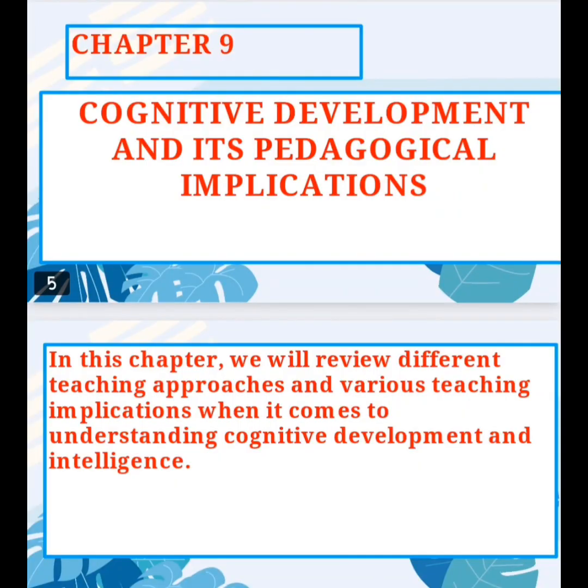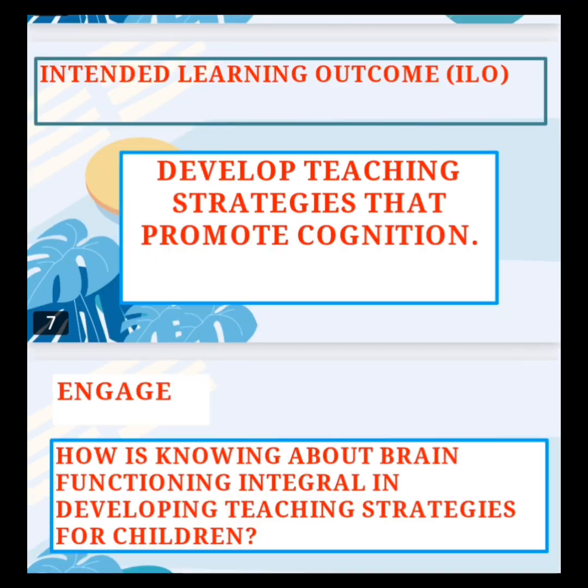Cognitive development and its pedagogical implications. So, in this chapter, we will review different teaching approaches and various teaching implications when it comes to understanding cognitive development and intelligence. The intended learning outcome is to develop teaching strategies that promote cognition.